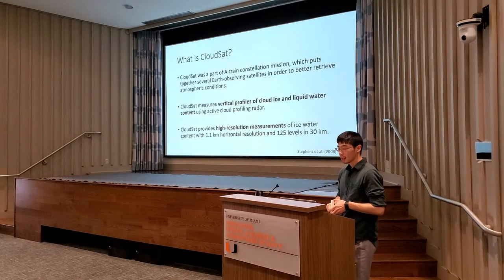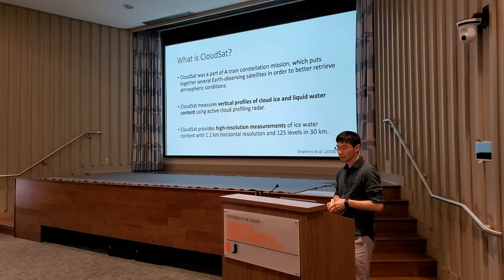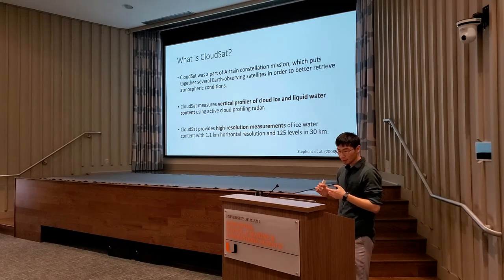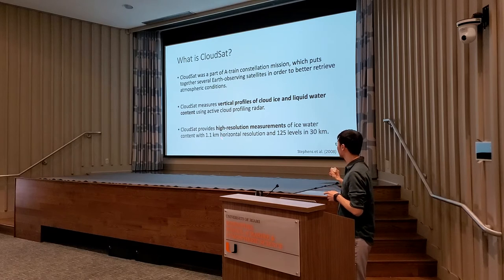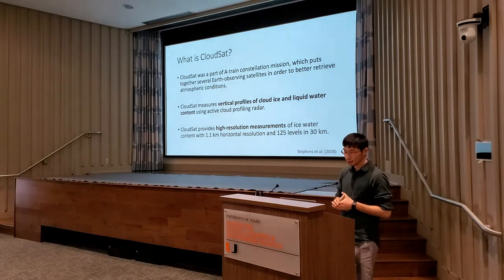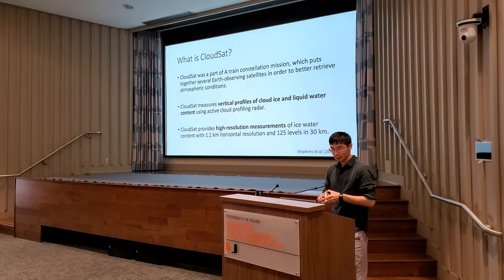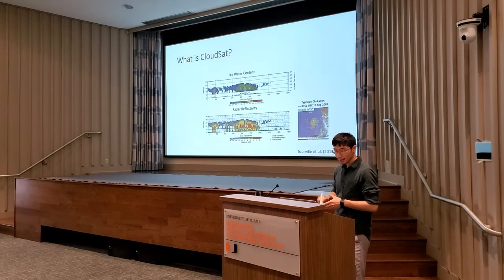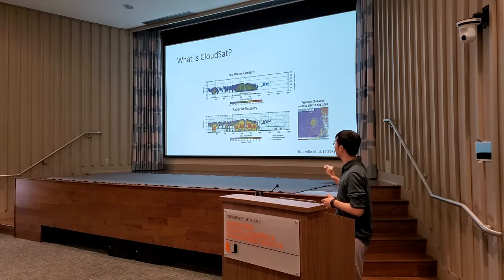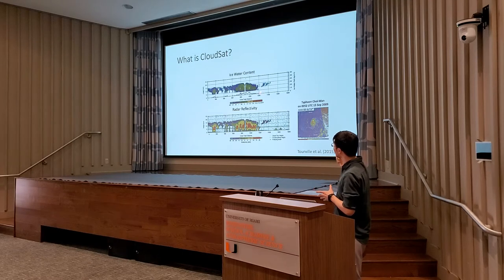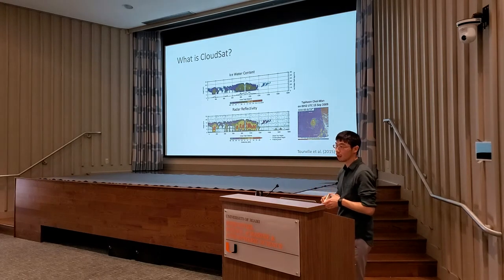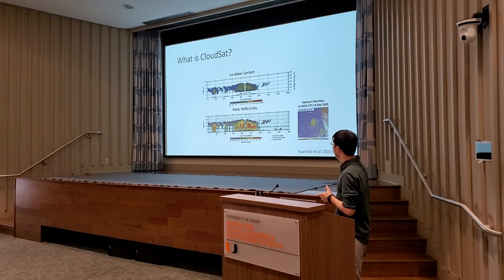So what is CloudSat? CloudSat was a part of the A-Train constellation, which assembles seven satellites. One of the advantages of CloudSat is that it provides very high resolution observations. Its horizontal resolution is about 1.1 kilometers with 125 vertical levels. CloudSat provides vertical profiles of cloud ice water content. And here is an example of a CloudSat overpass penetrating through a tropical cyclone. This is Typhoon Shun-Nan in 2009. And you can see CloudSat can depict the very detailed distribution of cloud ice. For example, you can see an eye here and an eye over here.